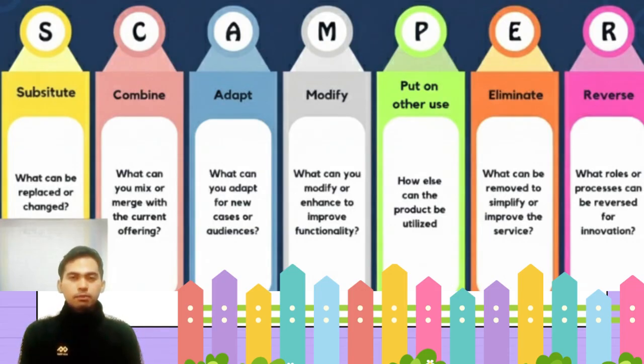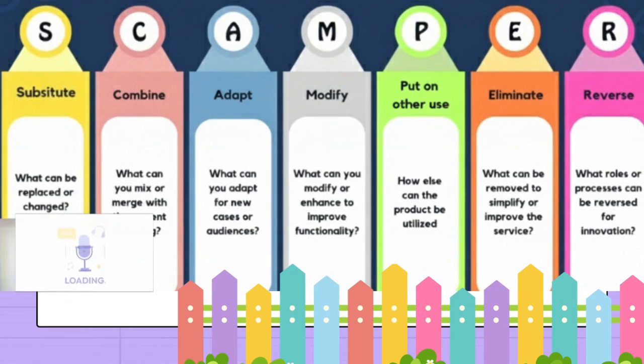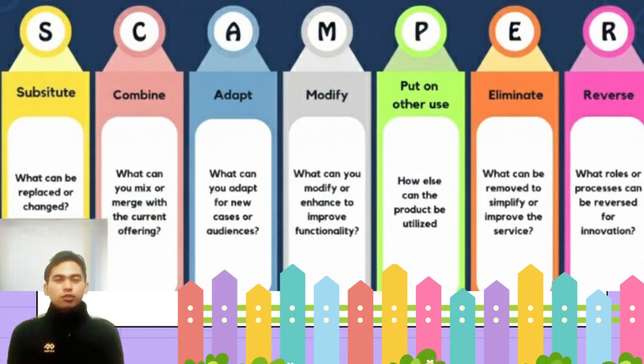Do you know that Scamper is an acronym? No, right? Actually, Scamper is an acronym that represents 7 creative thinking strategies. So, what is it? S stands for substitute, which means what can be replaced or changed. C stands for combine. It means what can you mix or merge with the current offering.